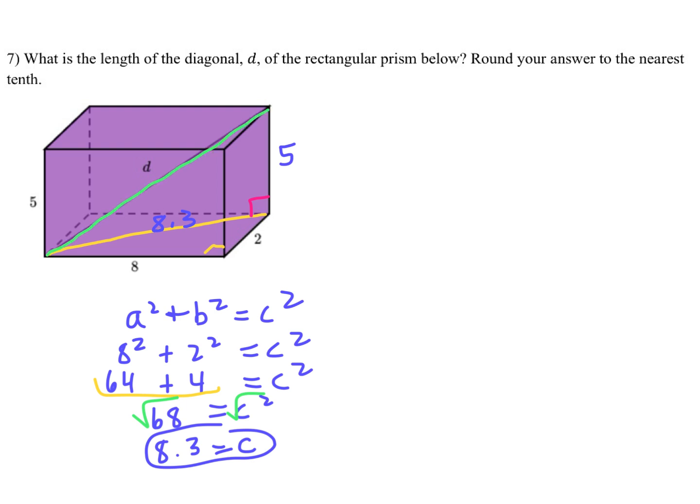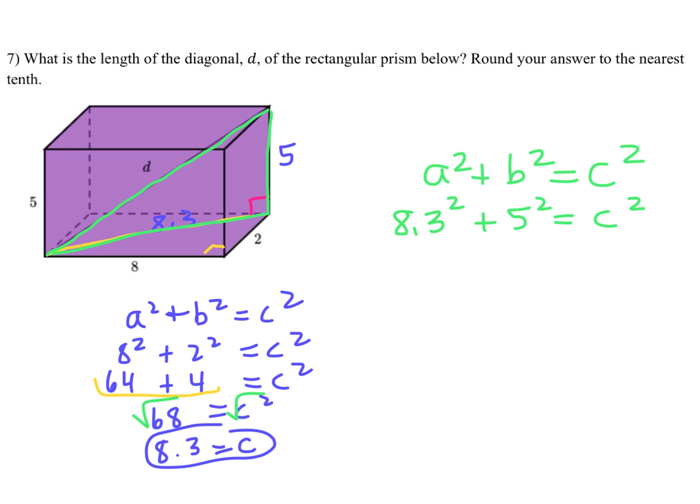So now we're going to do this triangle. Okay, so there's a secondary triangle. So now I can get that other slant height, or that other diagonal, they're calling it. Okay, so now I just found out that what was the hypotenuse is now a leg, 8.3 squared plus 5 squared is c squared. So it's like a right triangle at the bottom of the base, and now we have a right triangle within the rectangular prism.